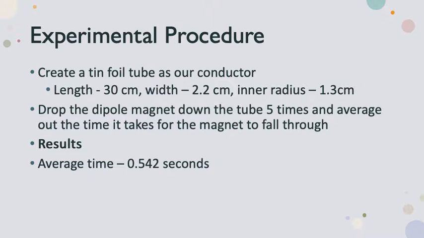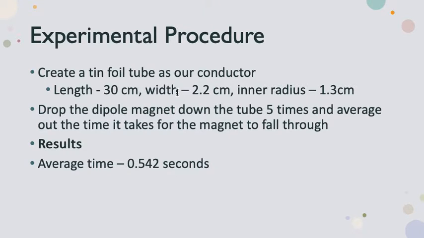The first part of this experimental procedure is to create a tinfoil tube as our conductor. Here we have the initial values: the length being 37 centimeters, the width of the outside of the tinfoil being 2.2 centimeters, and the inner radius in the center of the tinfoil tube being 1.3 centimeters.